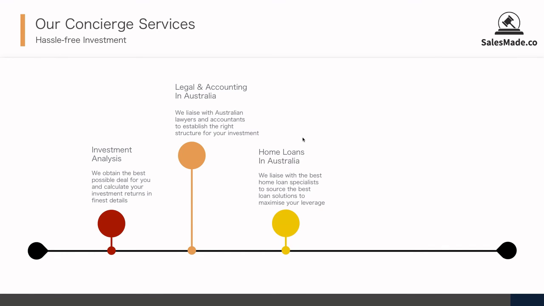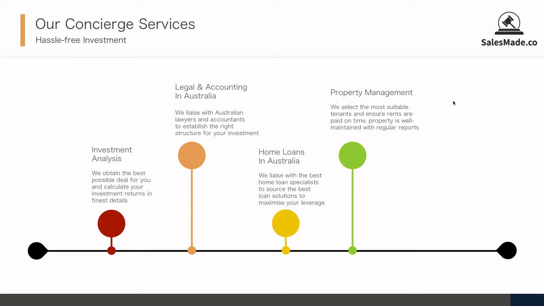We can also liaise with the best brokers as well as the banks, lenders, to source the best loan solutions, the lowest interest rates, and possibly the highest LVR for you to maximize your leverage. And in terms of property management, this is when we find and select the most suitable tenants and make sure that the rents are paid on time and the property is well maintained, with regular reports produced to you.